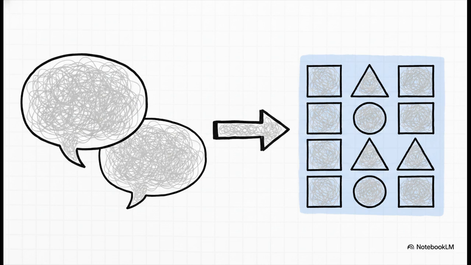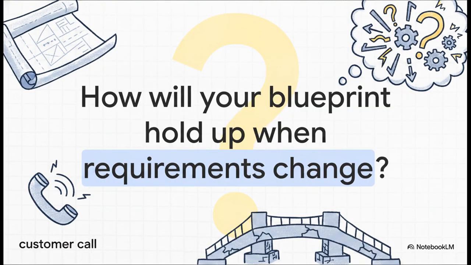The specification phase is where the magic of translation happens. We take messy, ambiguous, sometimes contradictory human conversations, and we transform them into a structured, contractual blueprint that software engineers can actually build from reliably. And that wraps up our look at requirements specification.